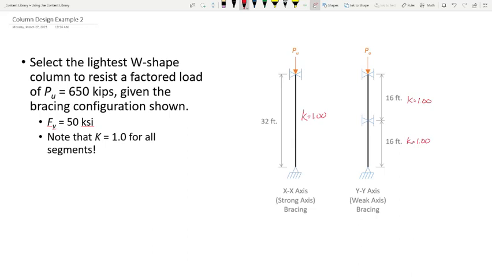So I'll give everybody a sec to copy all this down, and then we'll get into it.